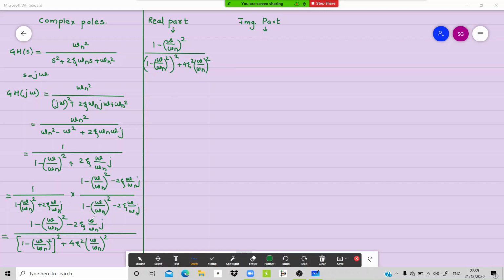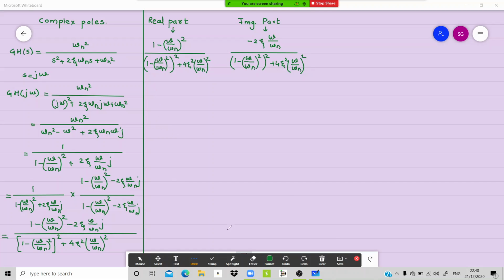Imaginary part is very much clear over here. It is minus 2 zeta omega upon omega n whole thing divided by the same denominator that we are having over here. (1 minus omega upon omega n) bracket square whole thing square plus 4 zeta square (omega upon omega n) bracket square.